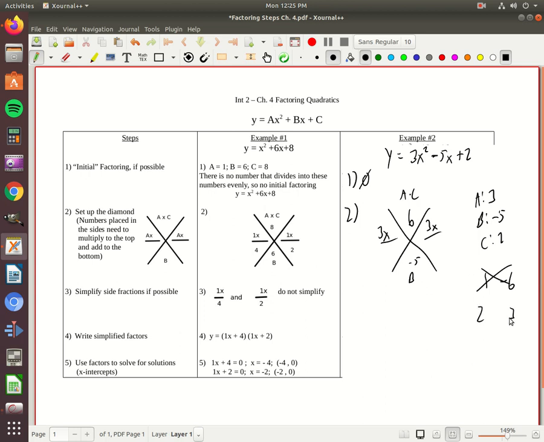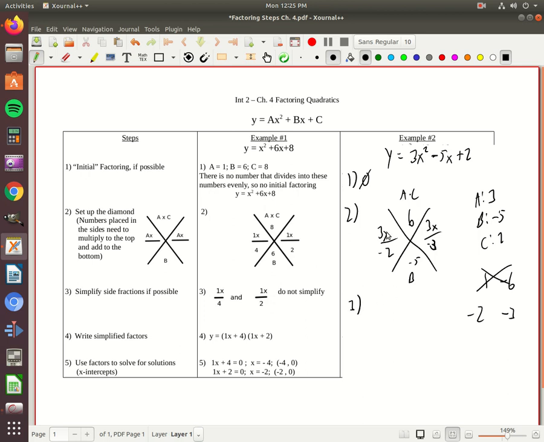So let's try 2 and 3. 2 times 3 is 6. 2 plus 3 is 5. So that doesn't work. What if I make one of them negative? 2 times negative 3 is negative 6. That doesn't work. So maybe they're both negative. A negative 2 times negative 3 is positive 6. A negative 2 plus a negative 3 is a negative 5. So it looks like these are going to be the two numbers I want on the side: negative 2 and negative 3.